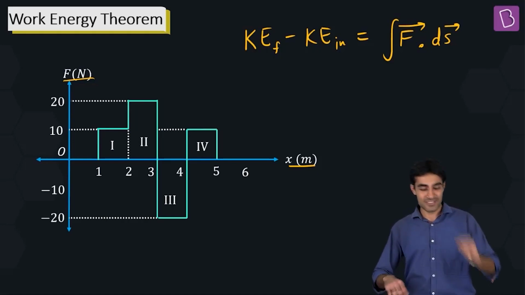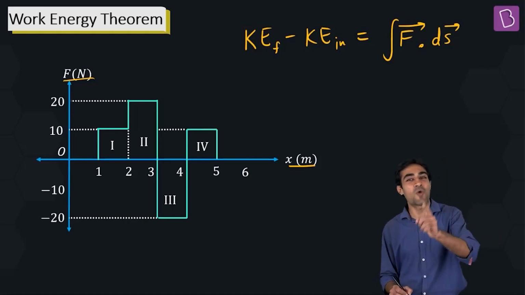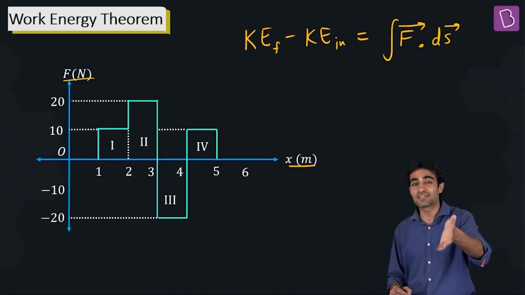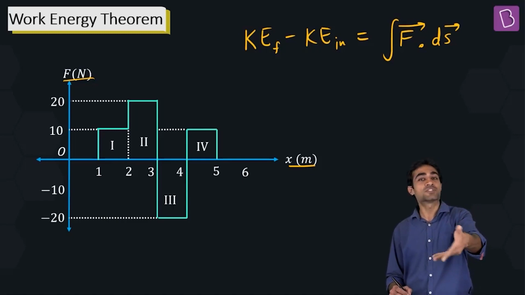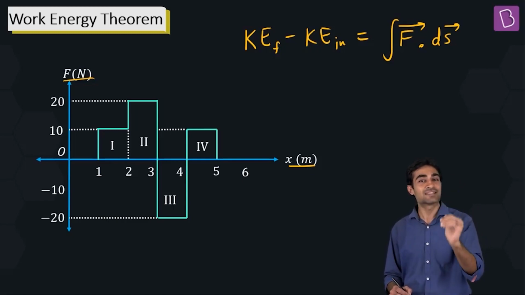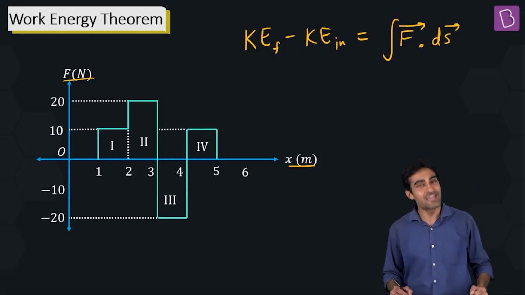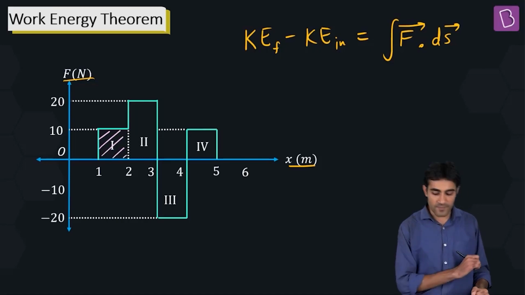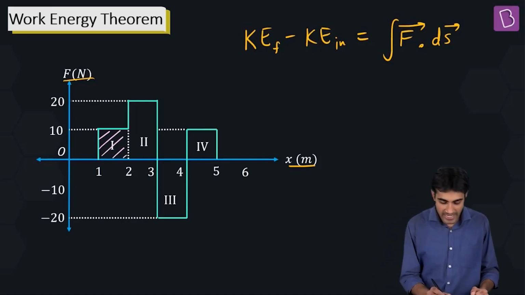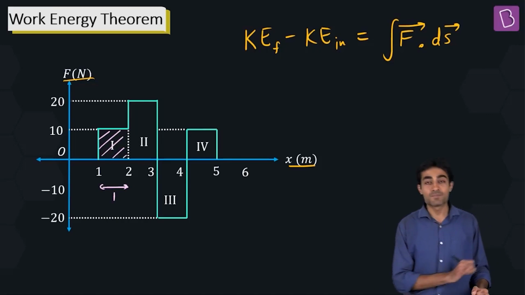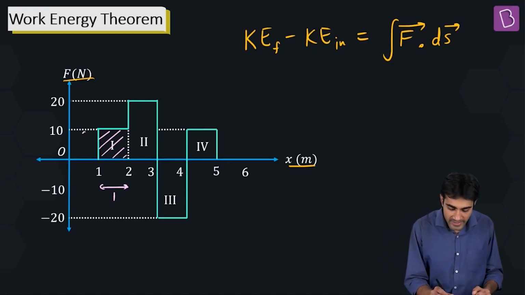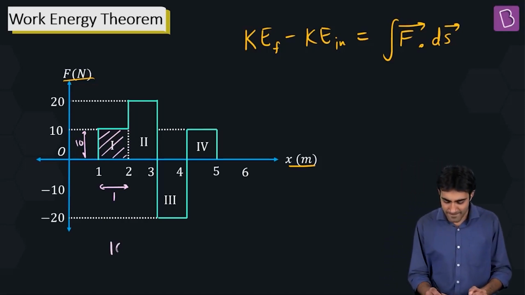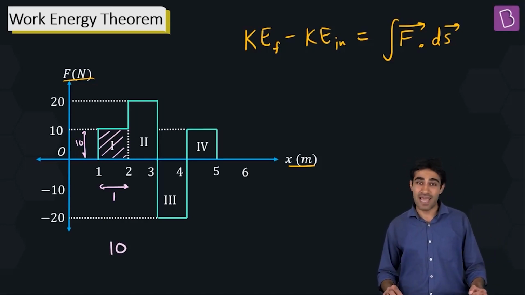So let's not waste our time and let's quickly calculate what is the area under this curve. Now the parts which are above x-axis will be considered as positive and the parts which are below x-axis will be considered as negative. Yes. So what about this part? This is the first part. This part has the base as 1, 2 minus 1 is 1, and the height is 10. So the area of this rectangle is simply 10. Good. 1 times 10 is 10.